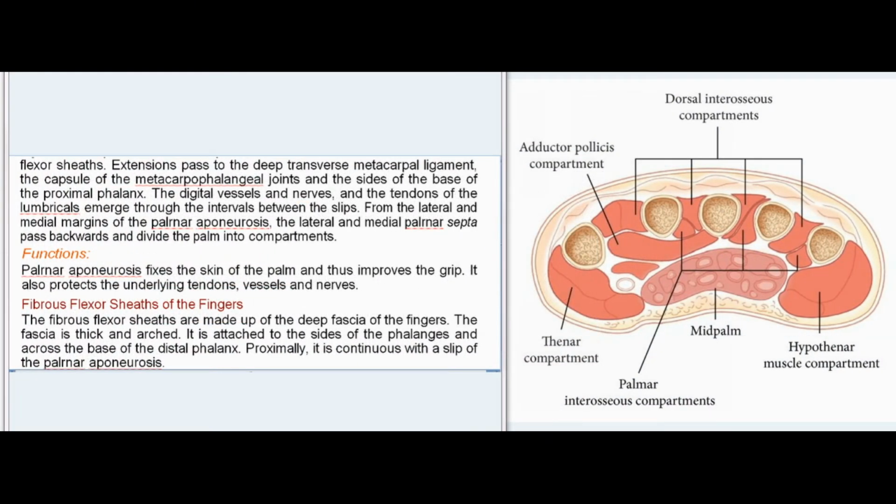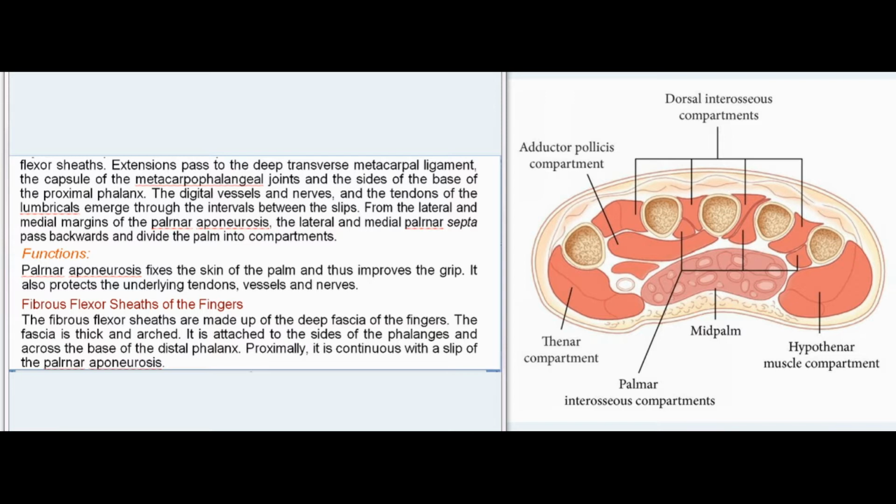Extensions pass to the deep transverse metacarpal ligament, the capsule of the metacarpophalangeal joints, and the sides of the base of the proximal phalanx. The digital vessels and nerves, and the tendons of the lumbricals, emerge through the intervals between the slips. From the lateral and medial margins of the palmar aponeurosis, the lateral and medial palmar septa pass backwards and divide the palm into compartments. Functions: the palmar aponeurosis fixes the skin of the palm and thus improves the grip. It also protects the underlying tendons, vessels, and nerves.